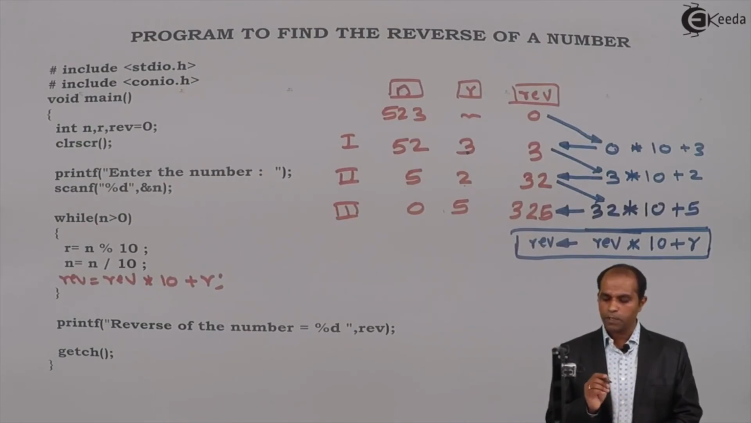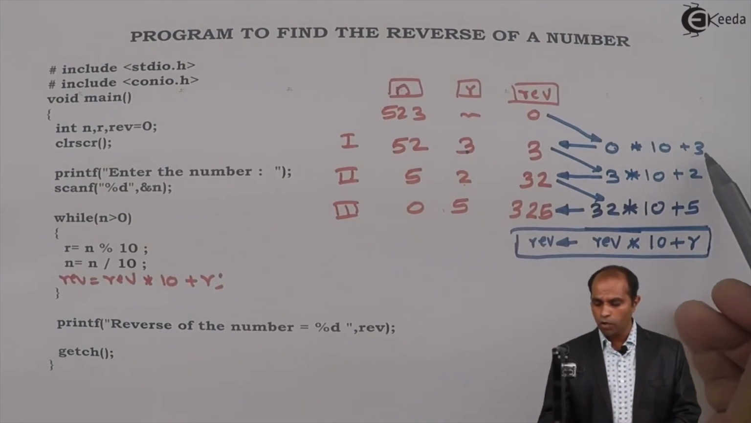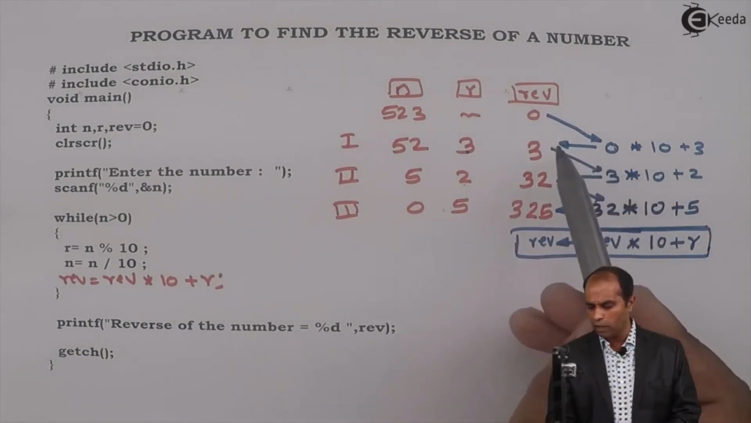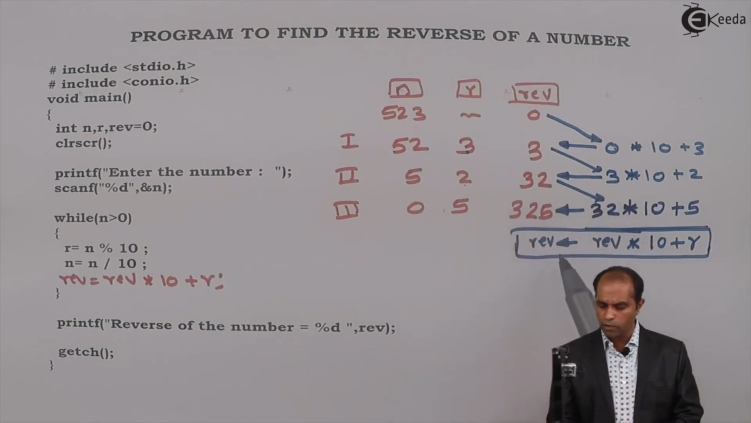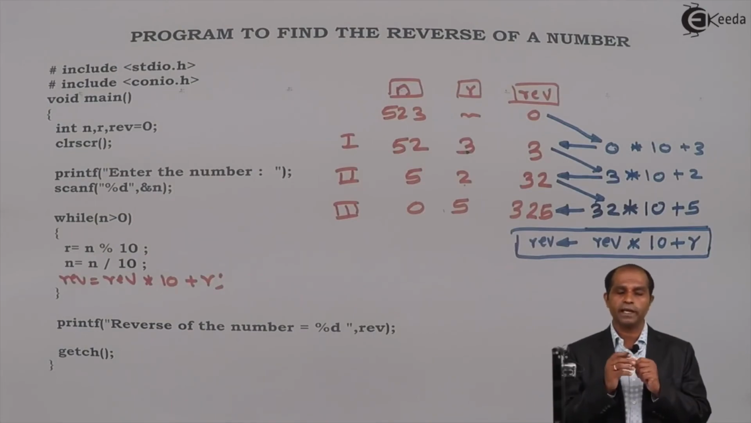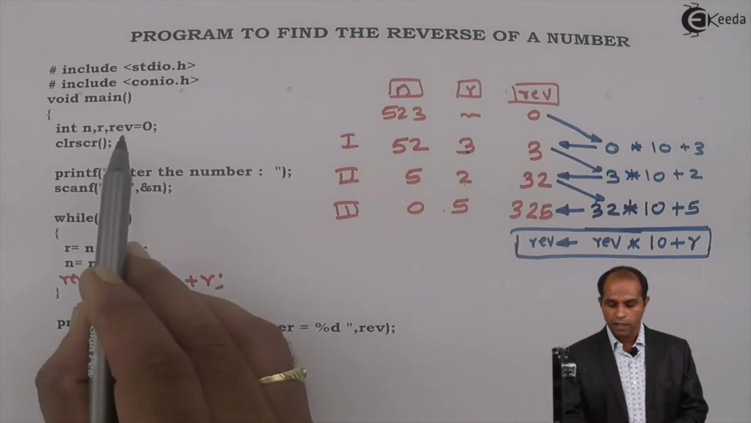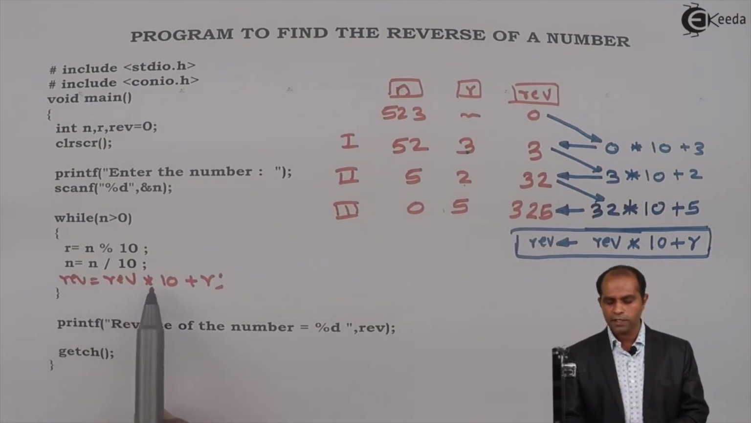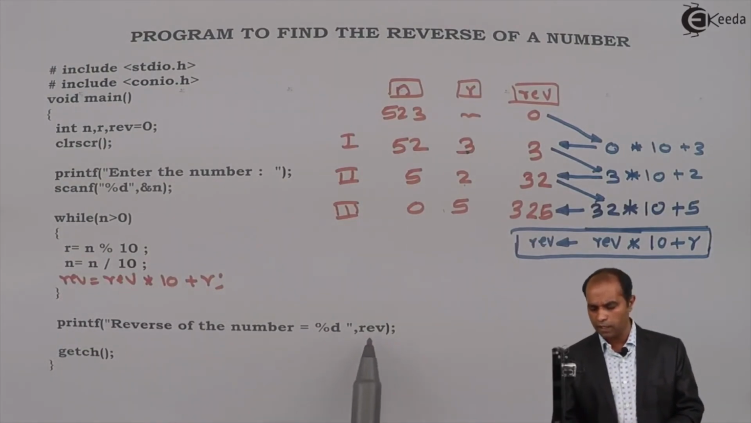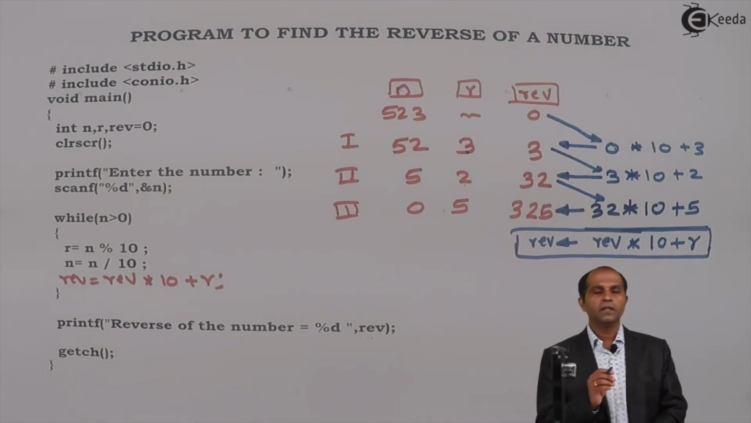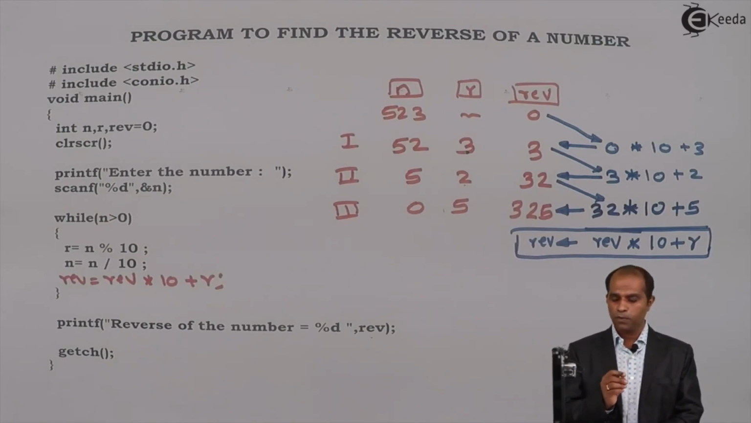So the expression has been constructed not directly but on observation. 3, 2, 5 correspond to r, 10 is constant, 0, 3, 32 come from rev, and the results go back to rev, hence it is rev equal to rev asterisk 10 plus r. Suppose this expression had been written with s, in that case I'll say s equal to 0, and here rev would have been replaced by s. So I'll say s equals s asterisk 10 plus r, and then I would have displayed the value of s over here. So do remember that the reverse of the number is supposed to be constructed, not just displayed.